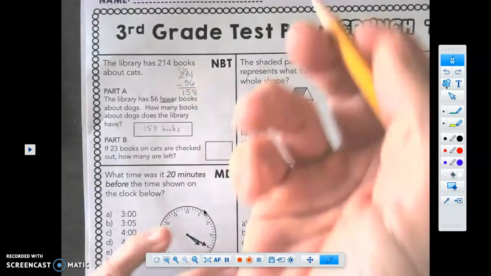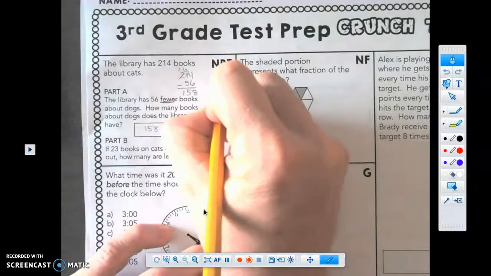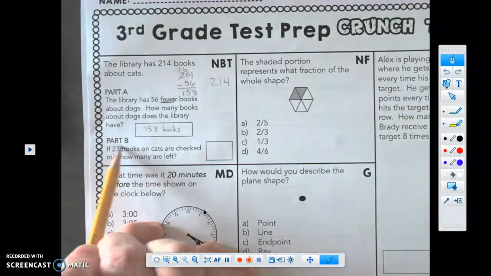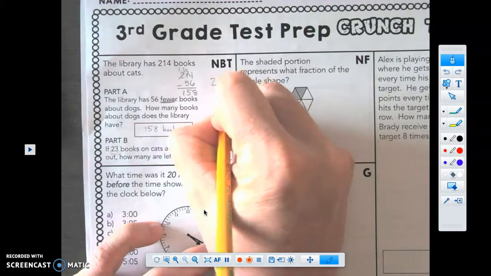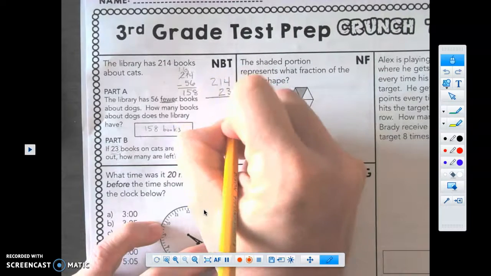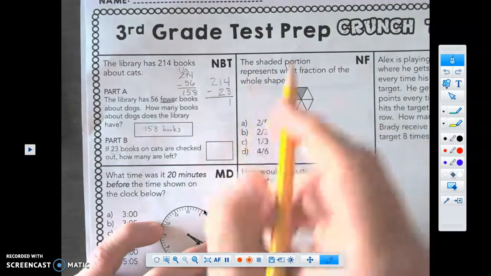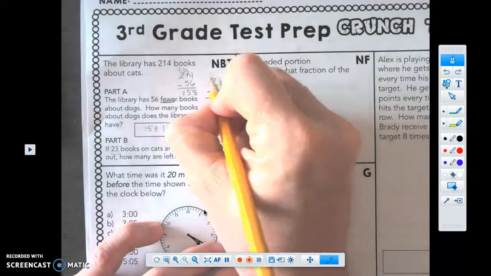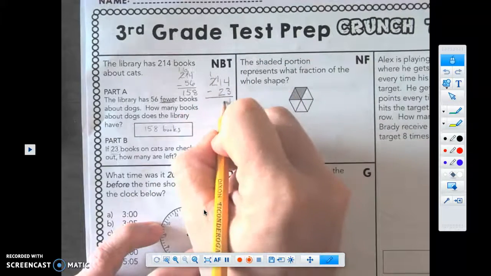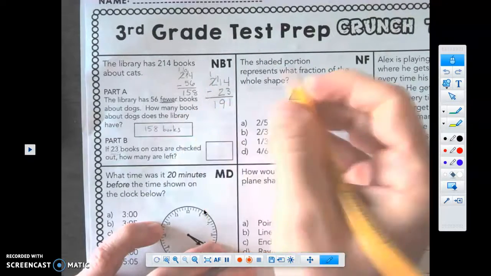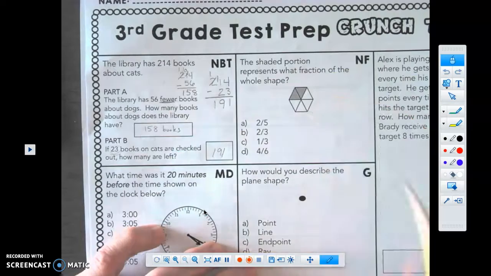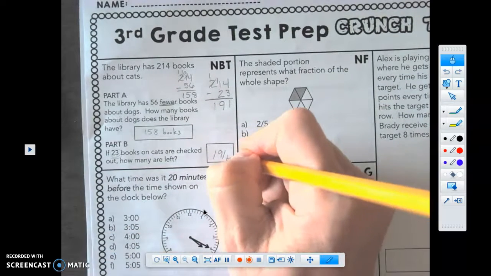Part B, if 23 books on cats are checked out, how many are left? Well, again, that's like having fewer books. So we're going to take the 214 books. We're going to take out the 23 that are checked out. More on top, no need to stop. More on the floor, borrow from next door. 8 ones 9, and there's 191. 191 books left.